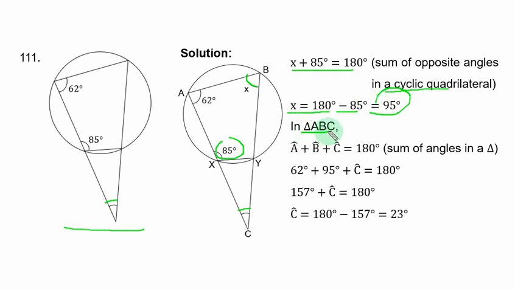In triangle ABC, the sum of the three angles is equal to 180 degrees. You replace angle A and B with what they stand for in this form. So you have 157 degrees plus angle C is equal to 180 degrees. To get angle C, you have to transfer this angle to the right hand side, and you have angle C to be equal to this. After subtraction, you have 23 degrees.